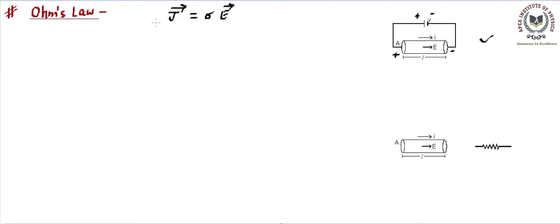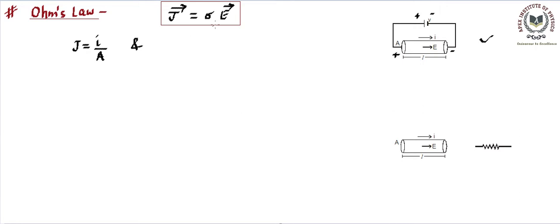So the relation comes out to be J is equal to sigma E vector, and you can remember this as a formula or Ohm's law. Now we can rewrite this Ohm's law in a little different fashion, a way you are aware of. So what we can do, we can rewrite this J definition. So J is equal to I upon A. We are looking for writing this expression in terms of I. So this becomes I upon A for cross-sectional area.